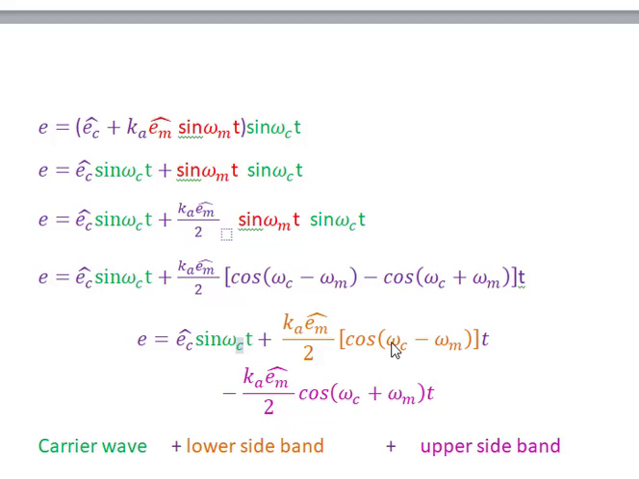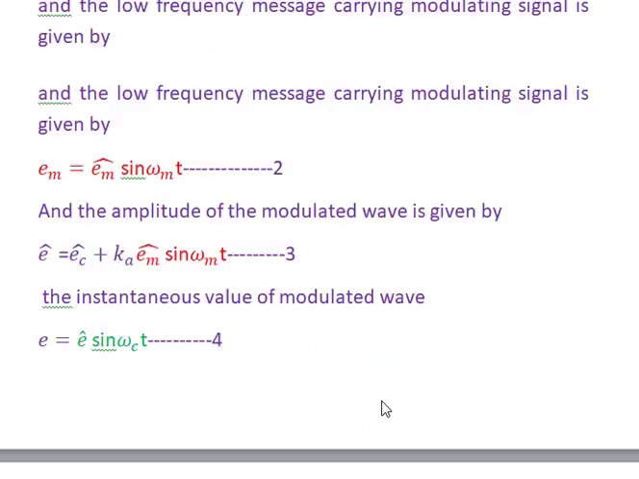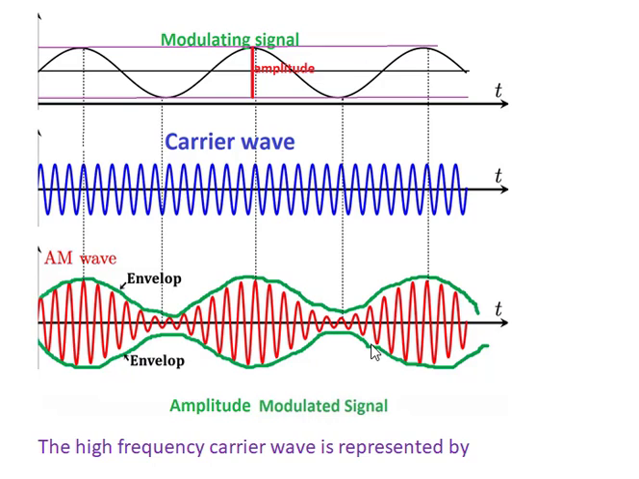This is called the lower side band, as the amplitude varies with the frequency omega c minus omega m and the amplitude of the modulating signal. Another component, Ka Em cap by 2 cos (omega c plus omega m) t, is called the upper side band. So the amplitude modulated wave consists of three parts. One is the carrier wave, second is the lower side band, and another is the upper side band.